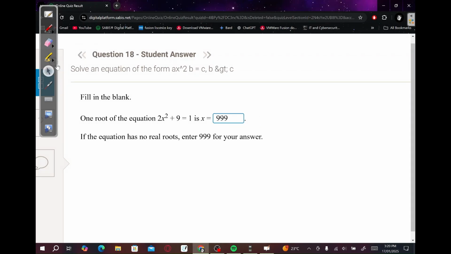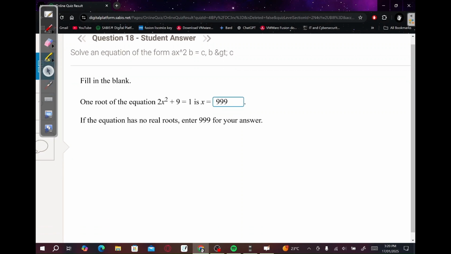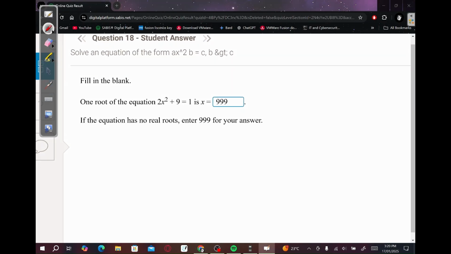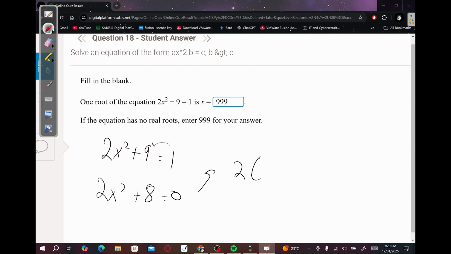Question 18. One root of the equation. Okay. 2x squared plus 9 equals 1. Now, you're going to take this to the other side. 2x squared plus 8 is equal to 0. This is not easily done. Okay, let's just factor it. So, we take 2 out as a common factor. X squared plus 4, I believe, right?